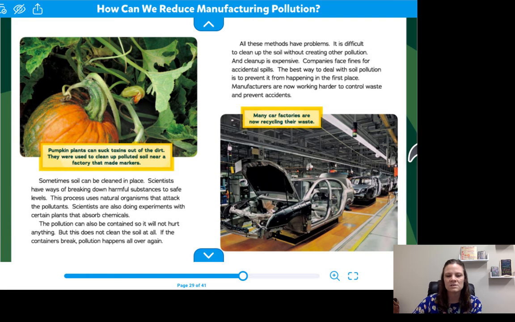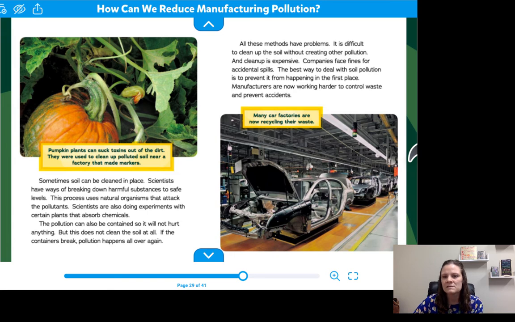The pollution can also be contained so it will not hurt anything. But this does not clean the soil at all. If the containers break, pollution happens all over again. All these methods have problems. It is difficult to clean up the soil without creating other pollution, and cleanup is expensive. Companies face fines for accidental spills.